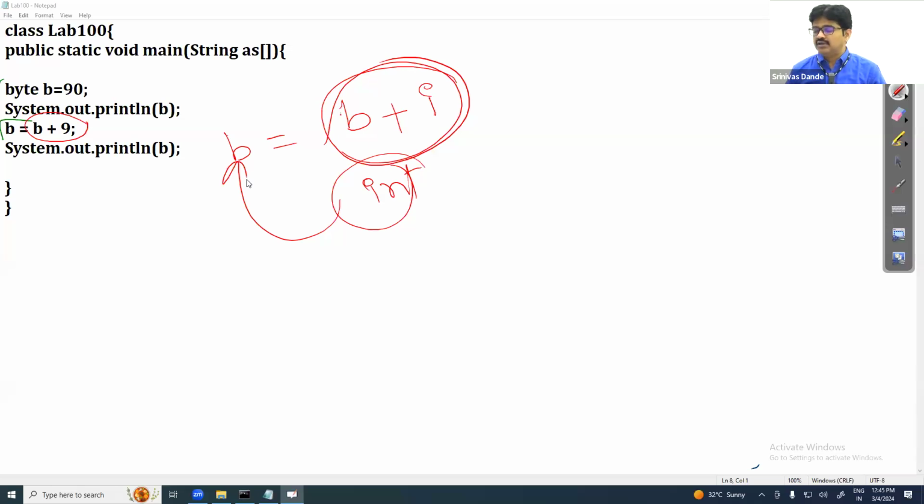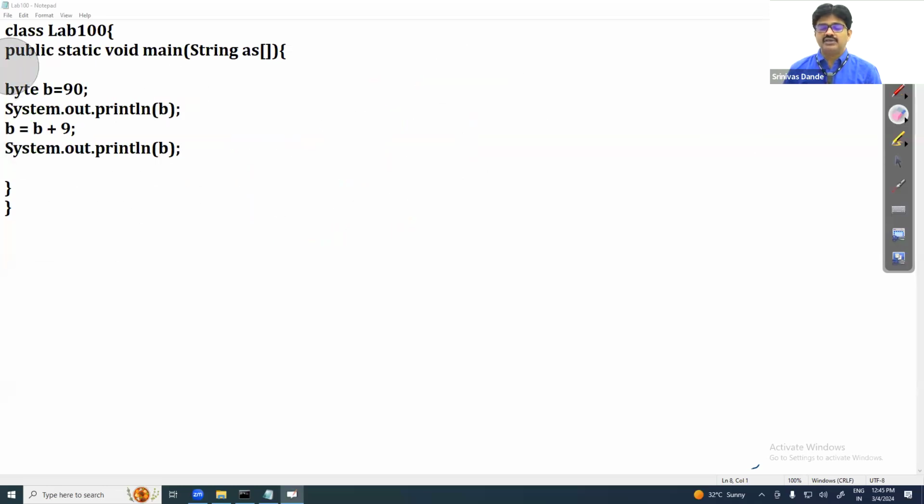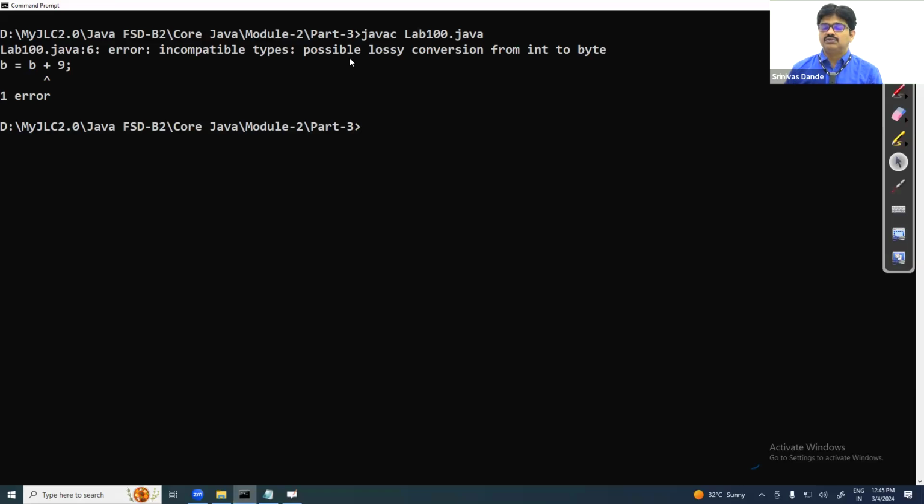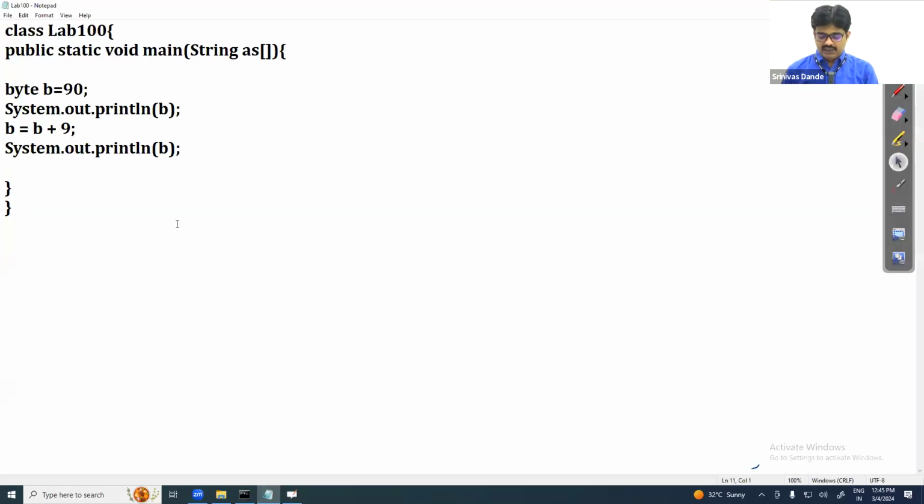Very good, Pavani. Okay. You remembered old points, right? But you have taken a lot of time to answer this. Lab 100 you compile. So you are telling compile time error will come, right? Very good. So as we expected, same thing. Compile time error. Okay, leave it.